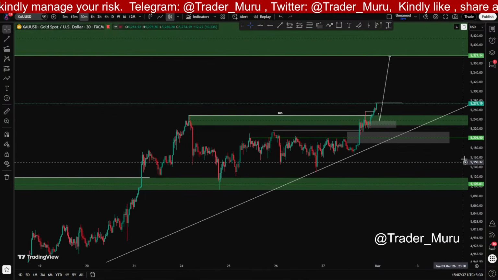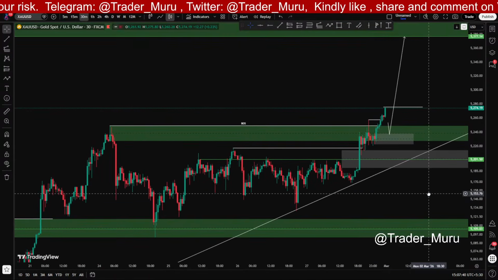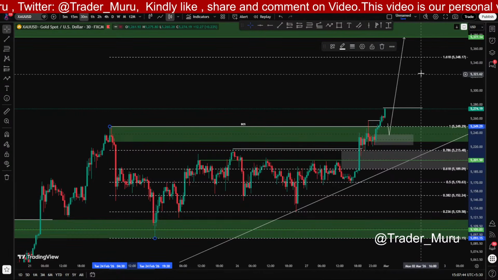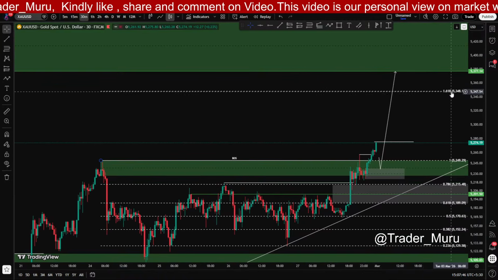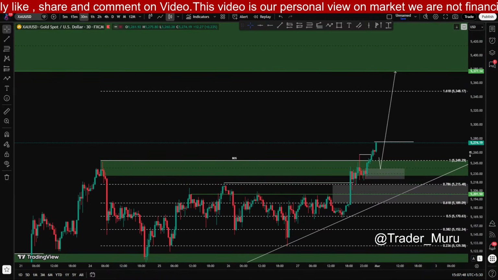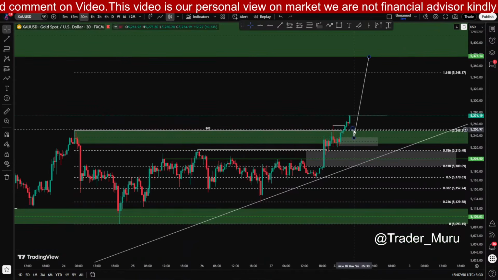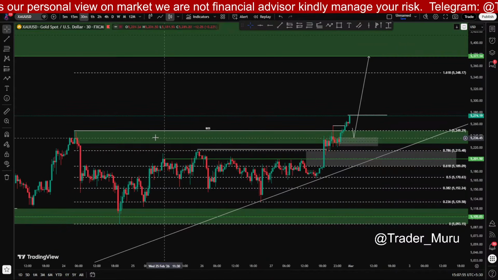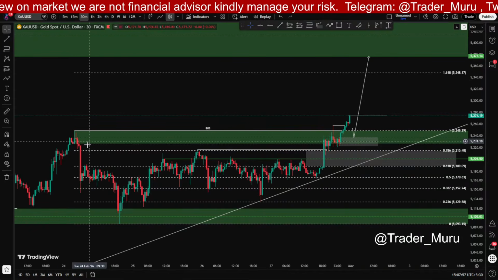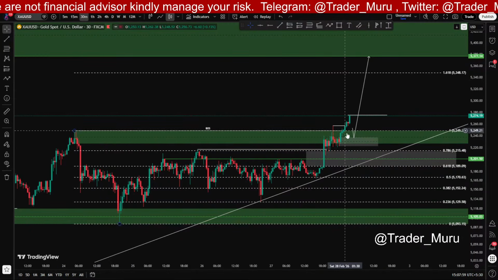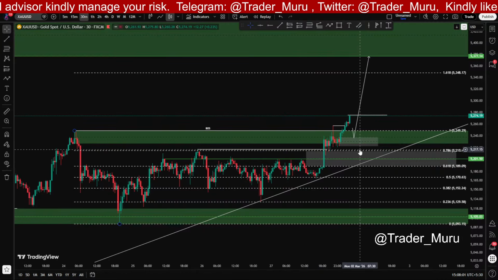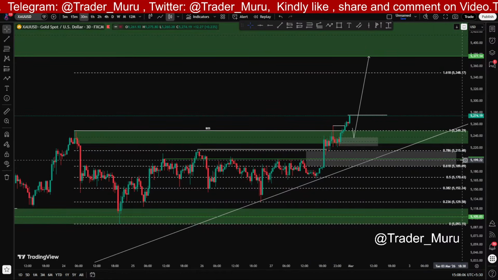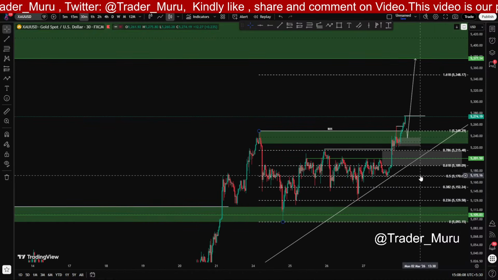So this is what I am watching right now. If I put a fib from top to bottom, then my 1.618 area is near about 5348, which is exactly 1000 pips away from this high. So this high will be your first entry for the long position, and then if this breaks, the possible liquidity zone is here on 5200.